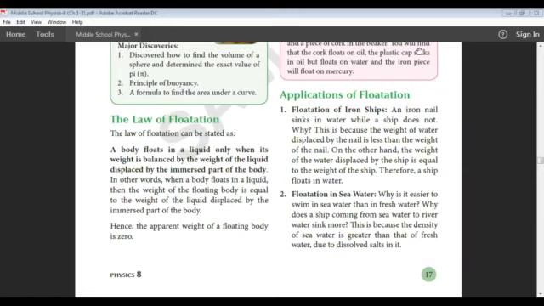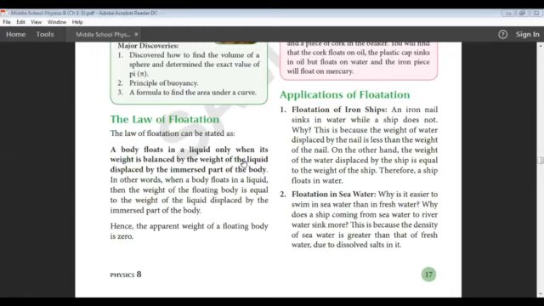And today in this session we are going to learn about the law of flotation. Before understanding the law of flotation, in the previous video we have learned something about buoyant force or upthrust. Okay, and even we have studied that when bodies float and sink.